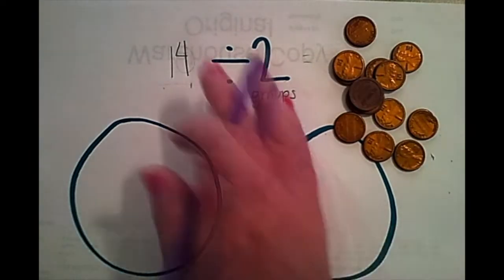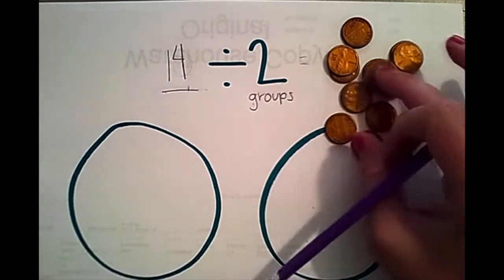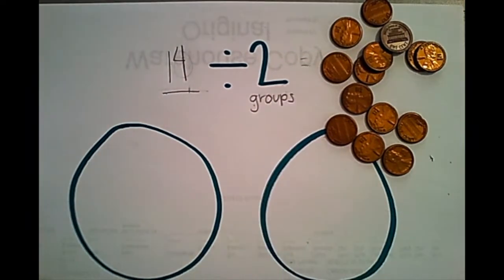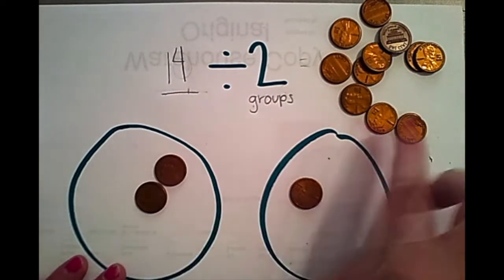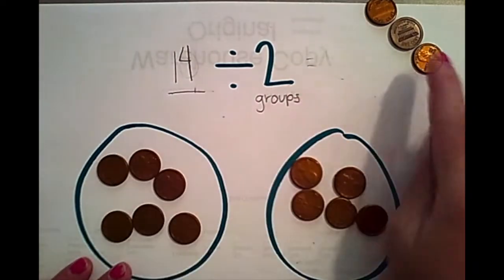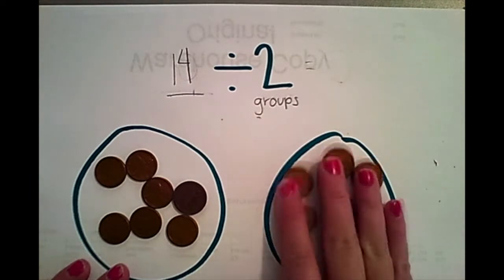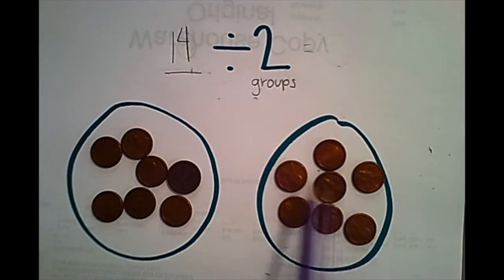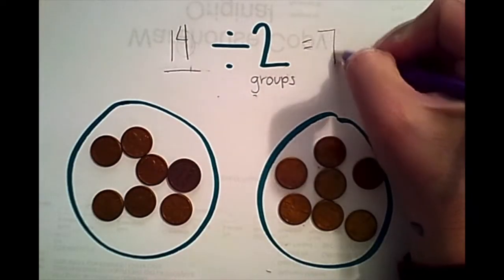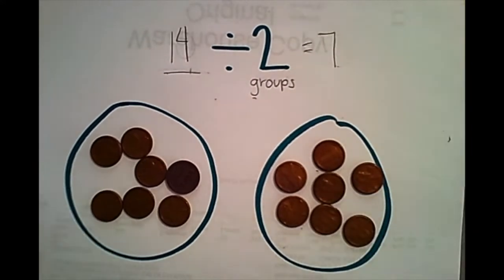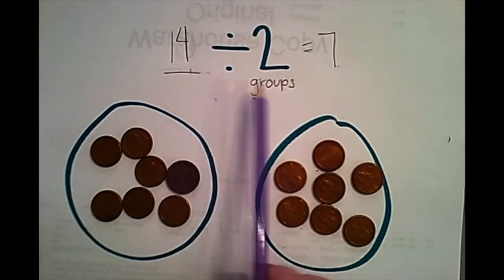Here we have another example. Our number is 14. So I have 14 coins here. And what I'm going to do is divide them into 2 groups to find our answer. Okay, so how many are in each? 1, 2, 3, 4, 5, 6, 7. So that equals 7. You guys are used to doing this with equal groups with the remainder. So 14 divided by 2 is 7.